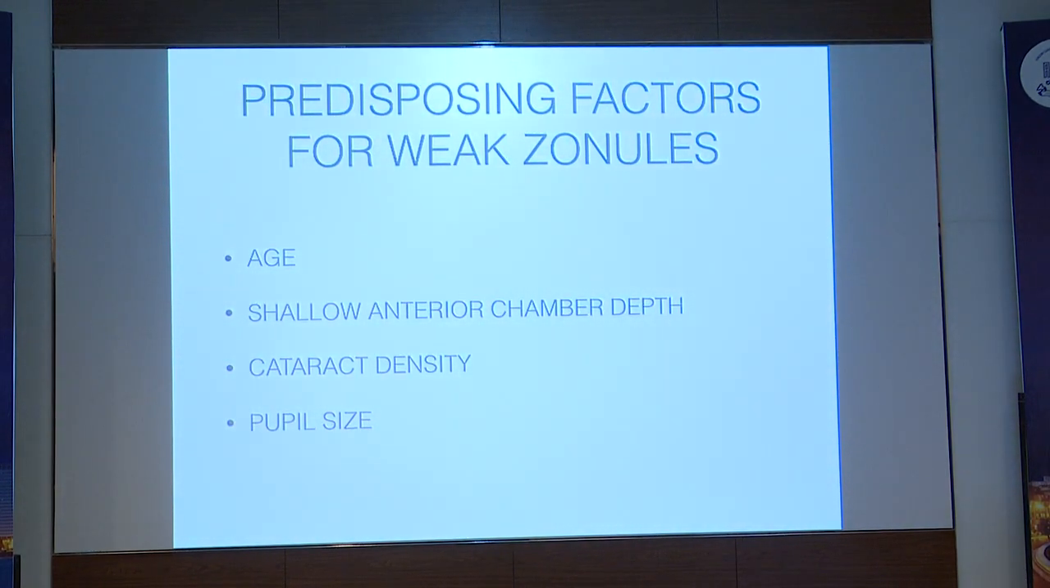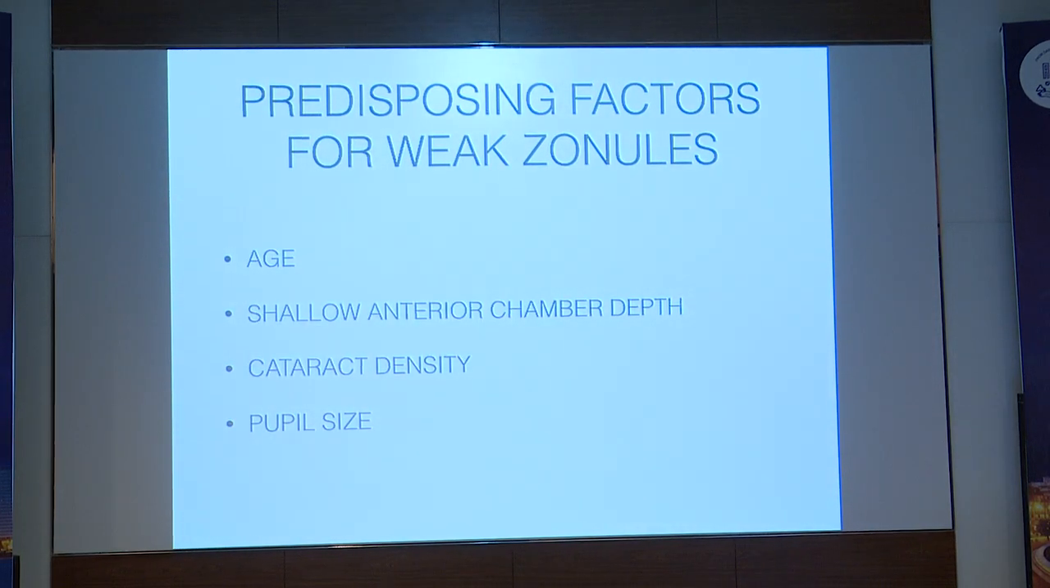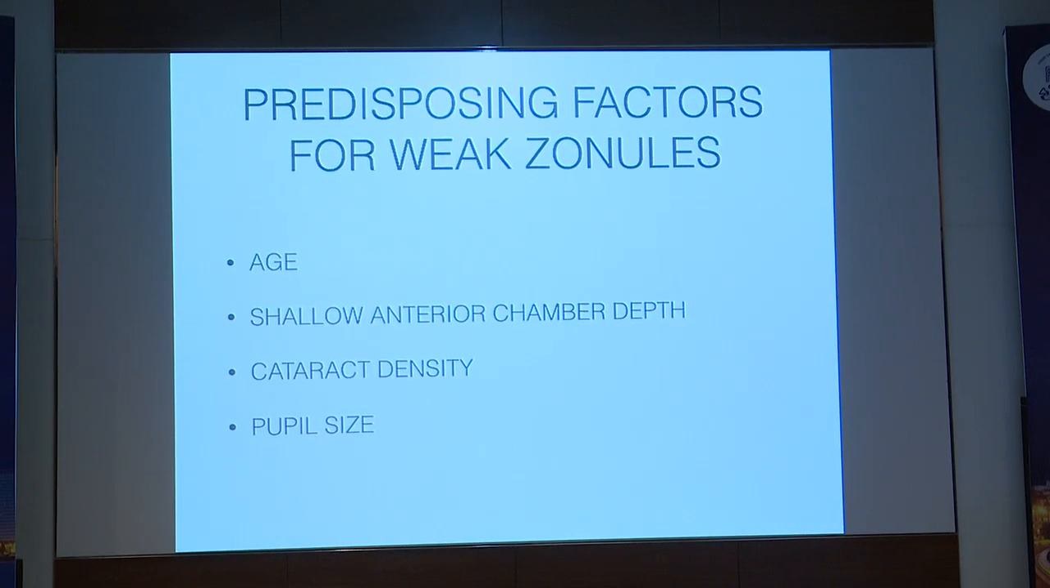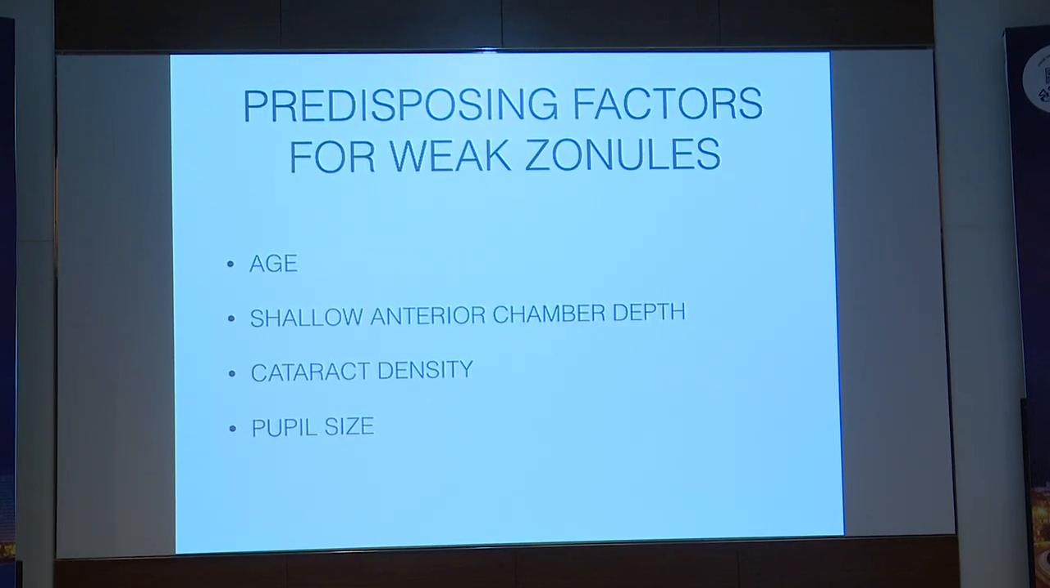When we are operating a case of pseudoexfoliation, we should know what are the predisposing factors for the weak zonules. Each and every case of pseudoexfoliation will not have zonular weakness, but we should be able to anticipate. If the age is more, then chances of zonular weakness will be more. And the most important point to note is the ACD, or the anterior chamber depth. If there is a difference of anterior chamber depth in between the 2 eyes, or if the axial length is normal and the AC depth is less than 2.5, then always suspect that there is some zonulopathy in this eye.